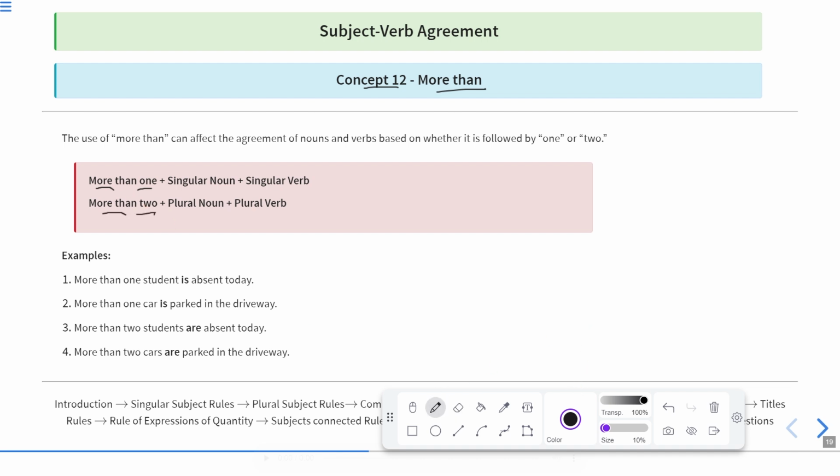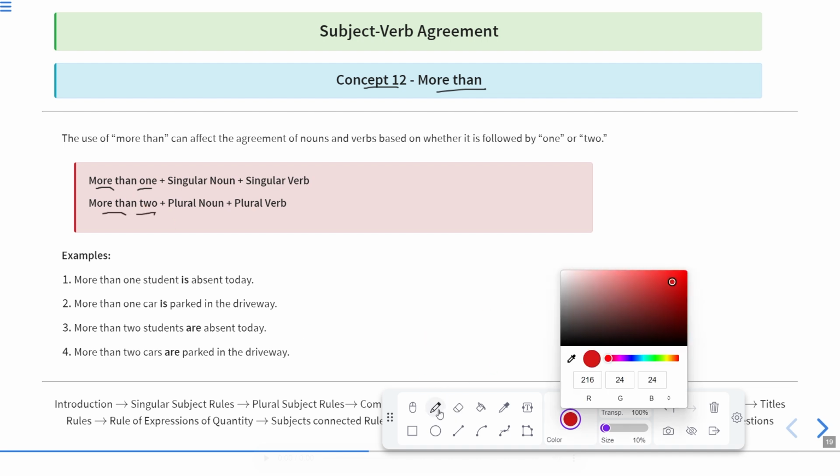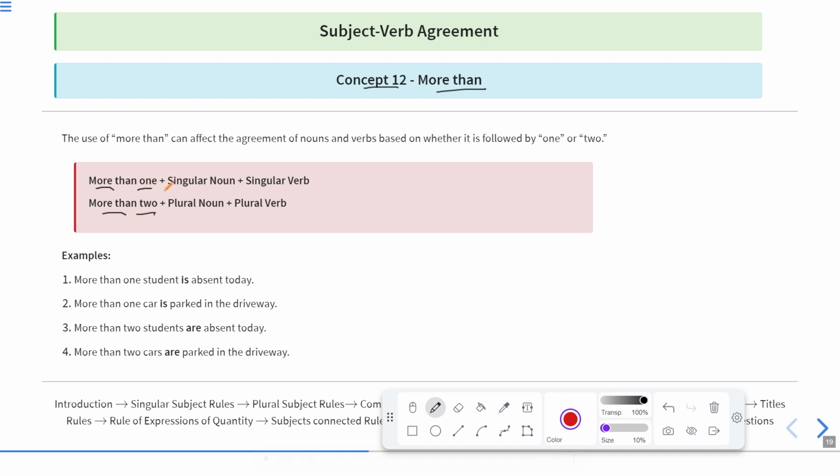Now, whenever we have "more than one", it will be followed by a singular noun and a singular verb because we are talking about one noun. Okay. But when we talk about "more than two", it can be any number, either two, three, 400, or so on. So when we talk about "more than two", it should be followed by a plural noun and a plural verb.